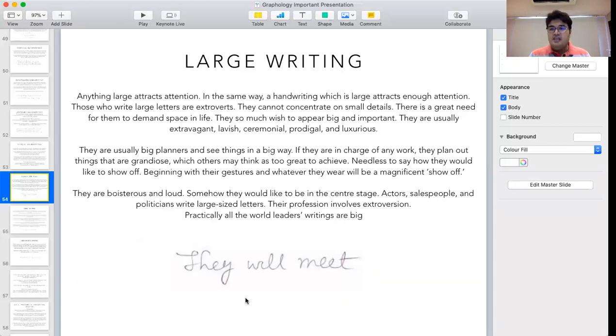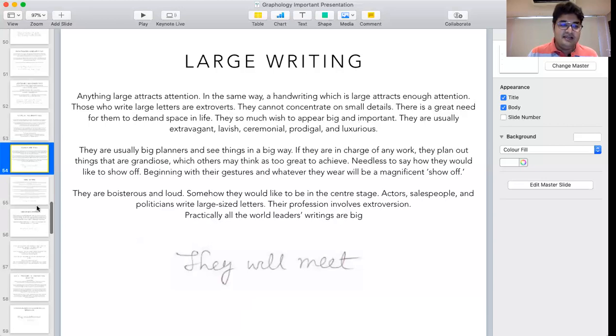So if you've ever felt that you want to be in the spotlight, but somehow you are not able to do that, increase the size of your writing. Make it a little large, from medium to a little large, and see the difference that it makes. Because your handwriting, your signature, the way you write, the way you sign, the kind of formations that you create has a great effect on your subconscious mind and your personality.